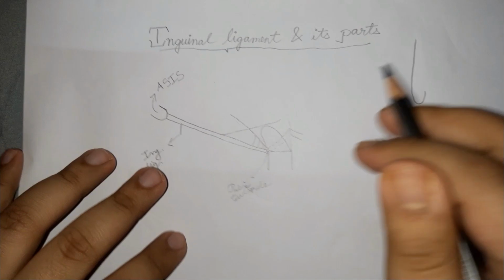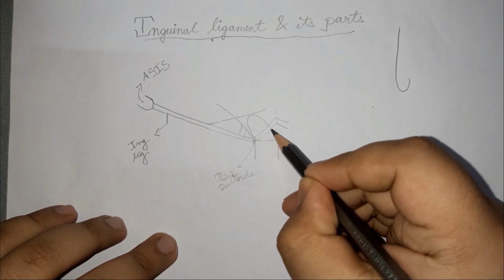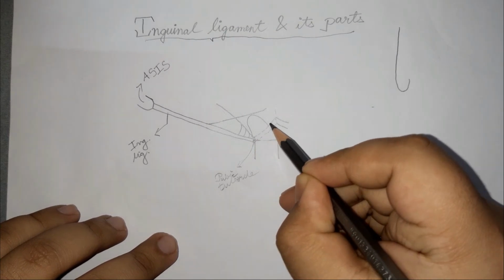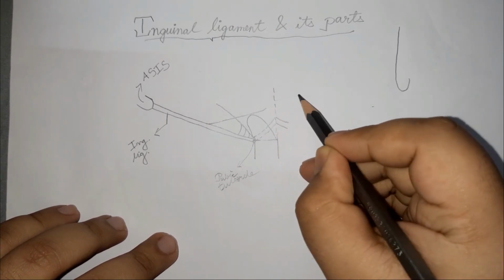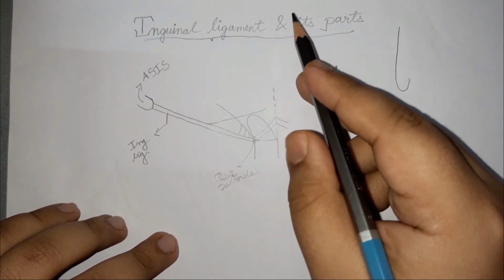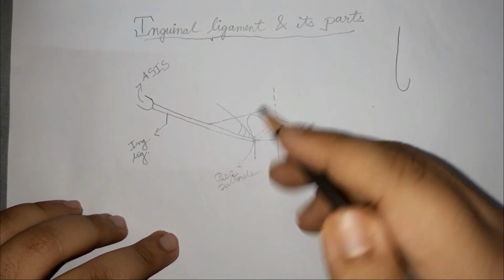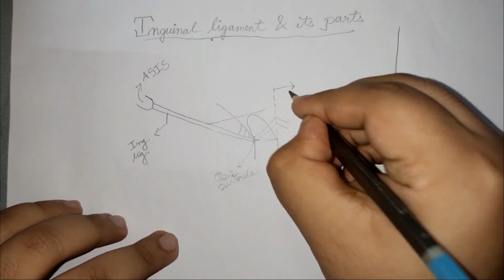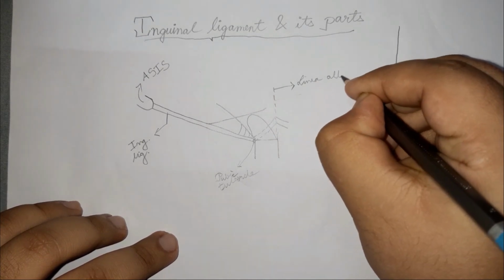The first fibers that we talk about are the fibers that are arching upwards and medially. This dotted line is the midline of the body. If you remember, what structure was along the midline? Very good, the linea alba. So for all intents and purposes, we can label this as linea alba.